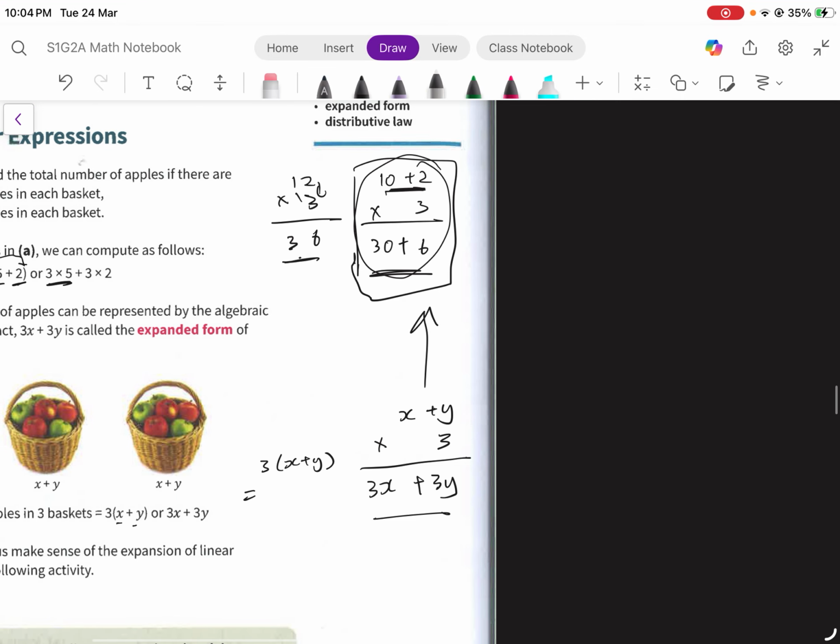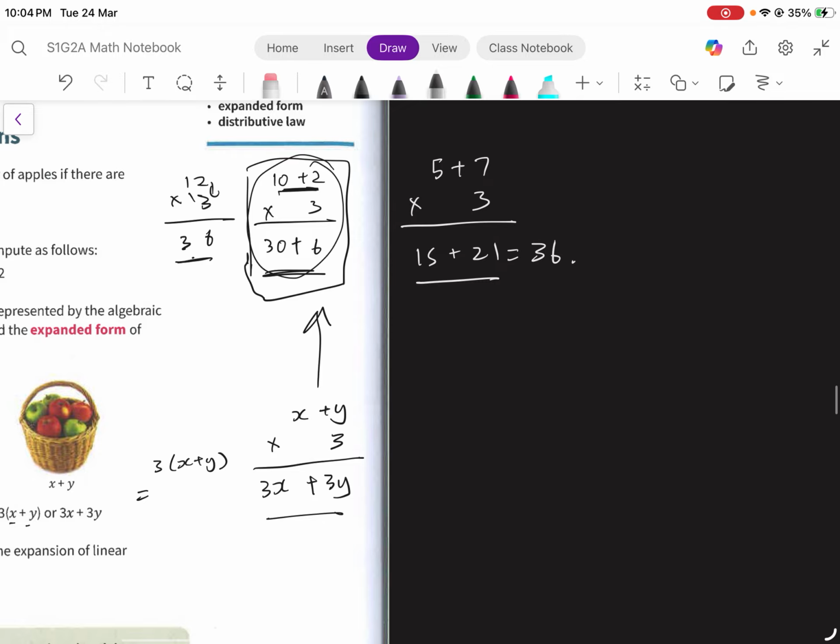Okay, so the thing is, you don't have to express it as 10 plus 2. Even do, let's say, any combination of 12. Let's say I do 5 plus 7, and I times 3. Right, so I times over, I get 21. I times over, I get 15. Do I still get 36? I do, right?